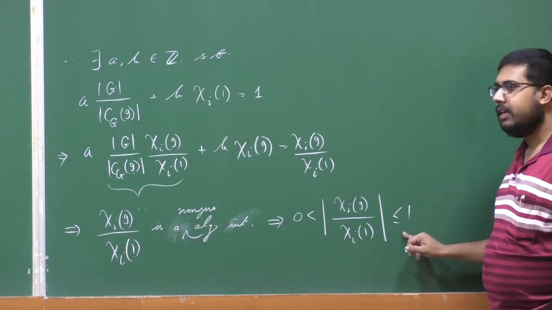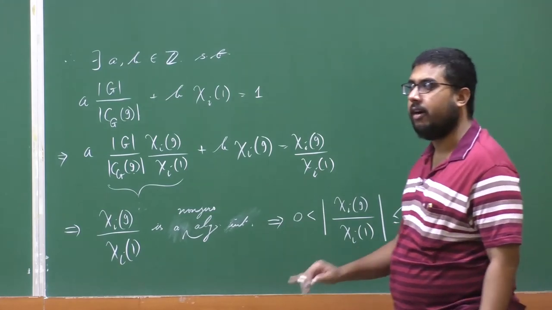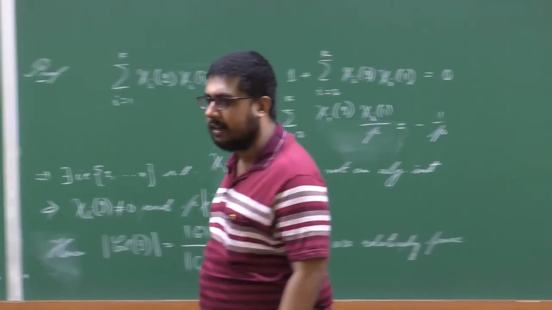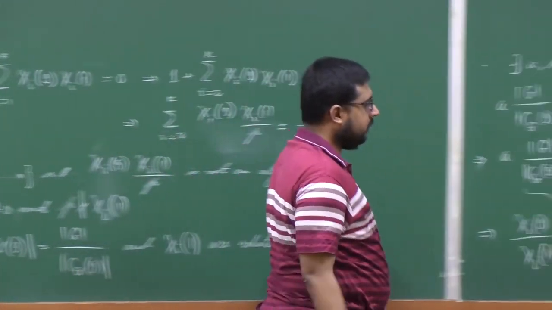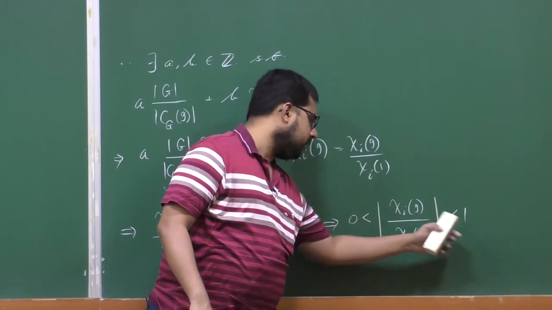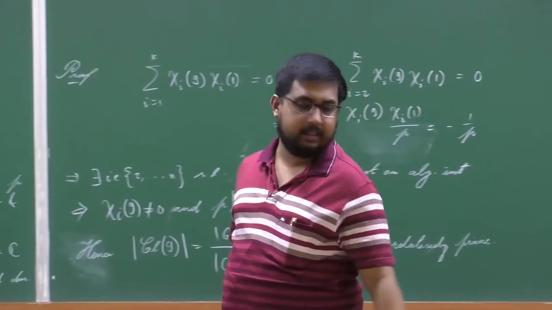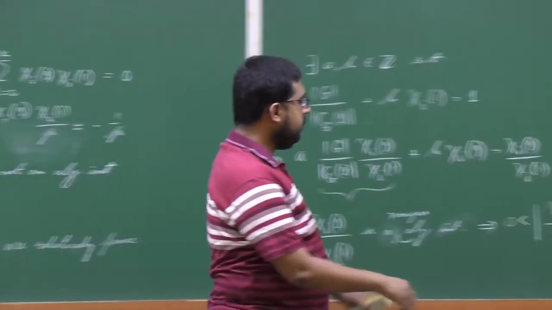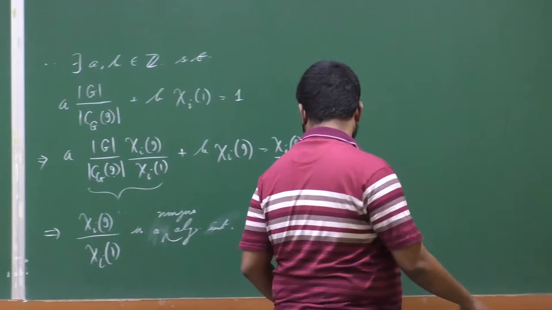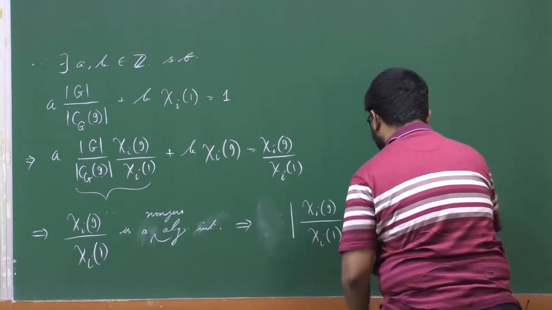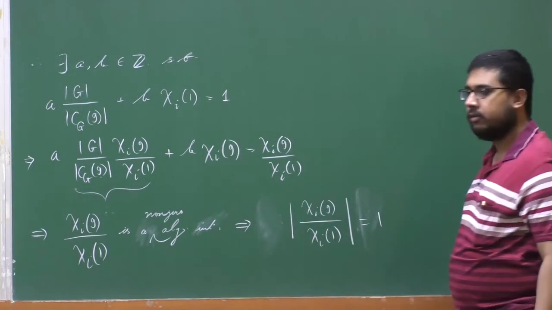Can it be strictly less than 1? Of course not, because the lemma that we have proved in the last class shows that if for a character this strictly lies between 0 and 1, then this cannot be an algebraic integer. So actually this forces that this absolute value must be equal to 1. Okay.